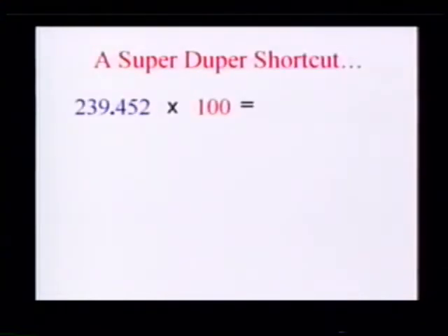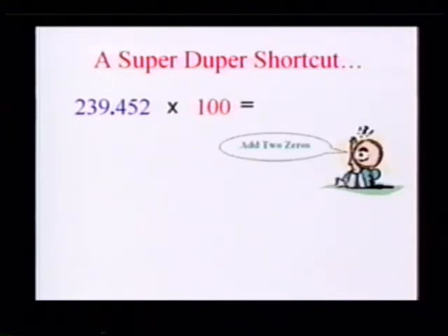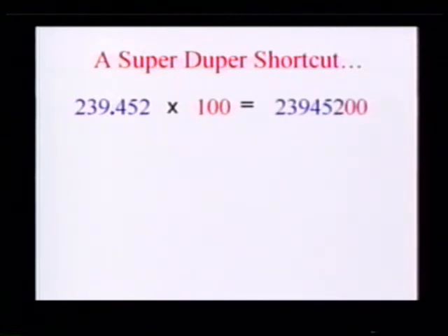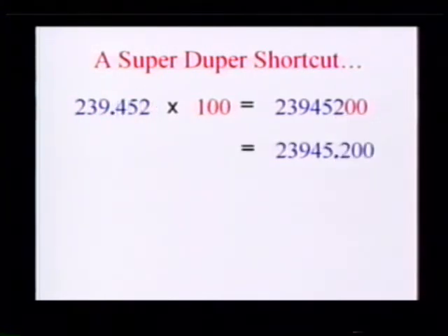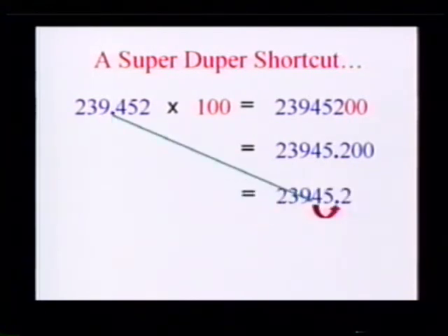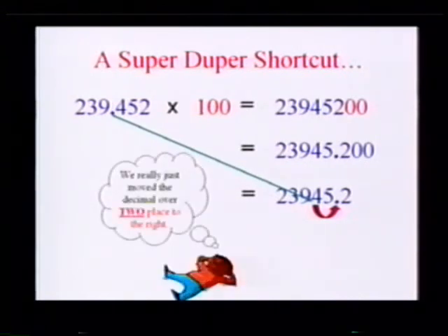What if I want to do the same thing by 100? Well, you could do both shortcuts, add 2 zeros, and then move it back the number of decimal places in the problem, which is 3 in this case, and get an answer. But what is the net result, really? How many places? We really only moved it over 2 places. So when you multiply by factors of 10, just count the zeros and move it over that many places. Now that's only for factors of 10.